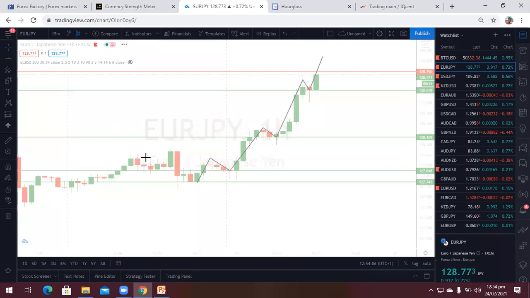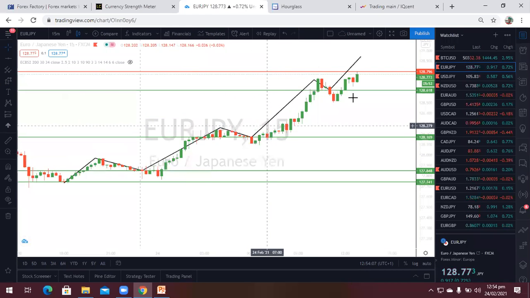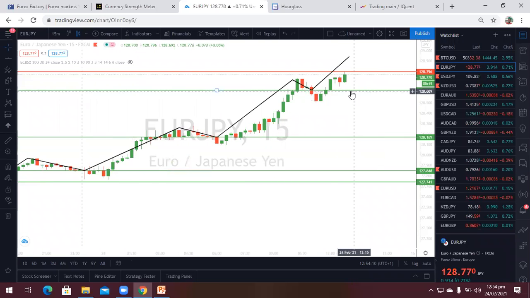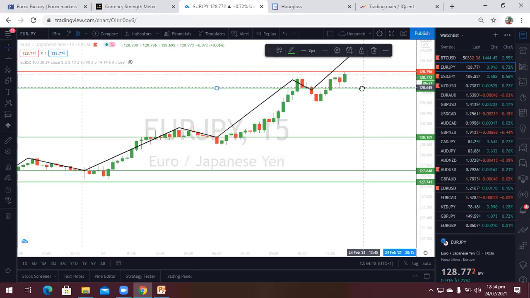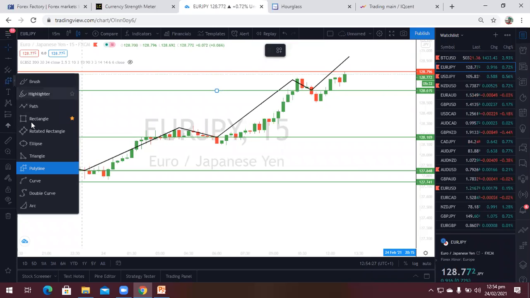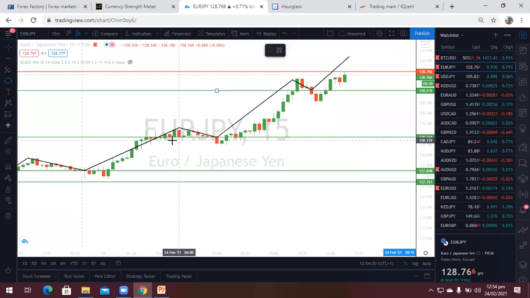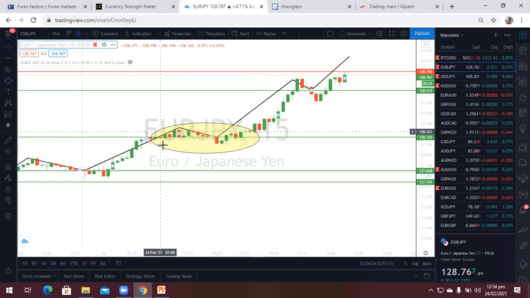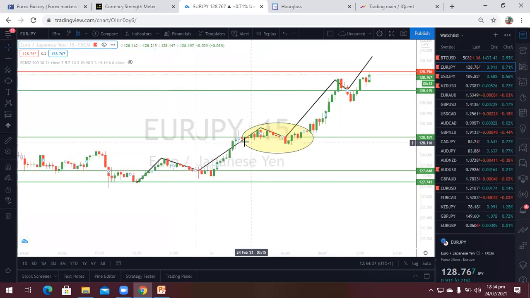So let's narrow it down to 15 minutes. What do we have here? You can see I have a support. The support I marked on 1 hour, you can see what is happening here. Even that red candle came down, but the green one wanted to push it up, but leave it where it is, because that's an active zone. Let me use the ellipse to mark it out. Look at what happened on this particular area. You see how the market was reacting based off what I marked on the 1 hour time frame.